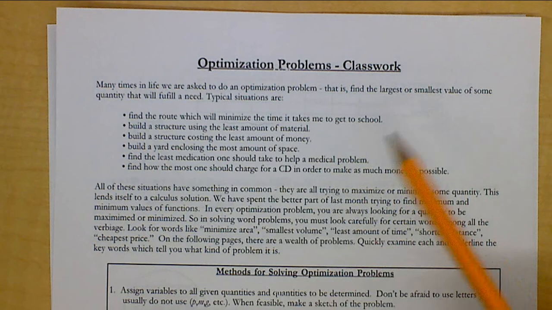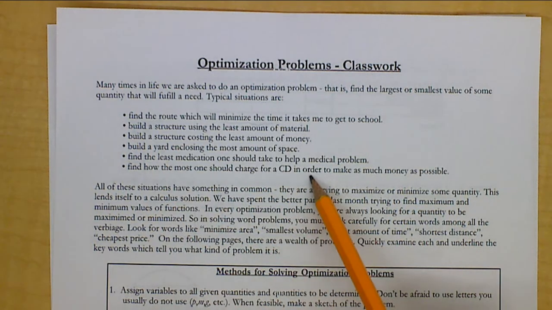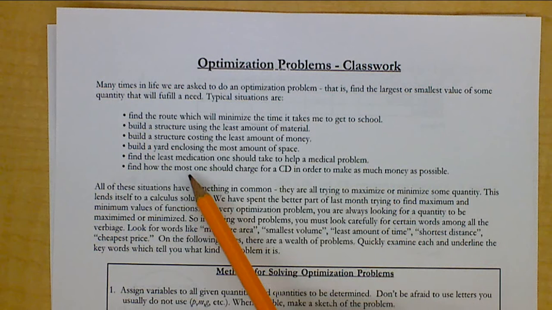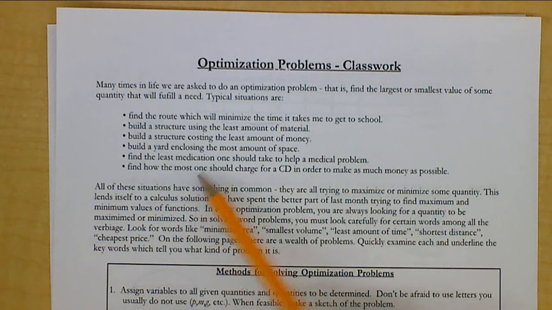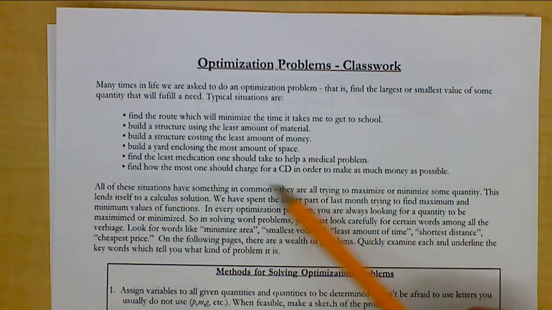Or finding out how much you should charge for a CD in order to make as much money as possible. So you want to find the maximum cost that will make you the most money. If you make this CD cost $100, no one's going to buy it. You won't make much money. But if you only make it worth $1, you still might not make much money. So finding the optimum price here.